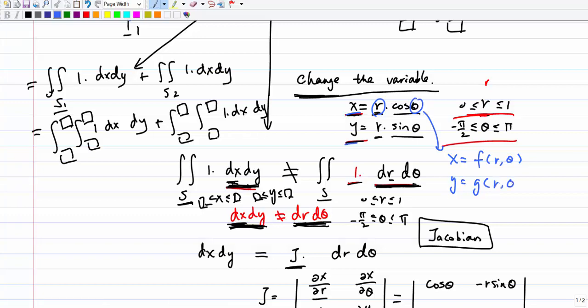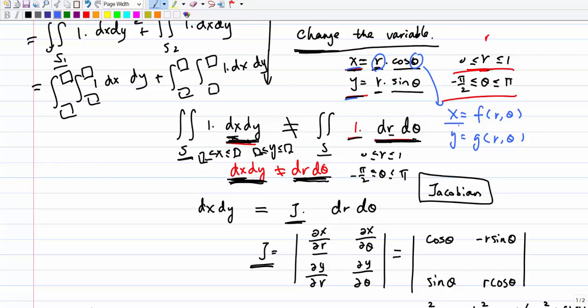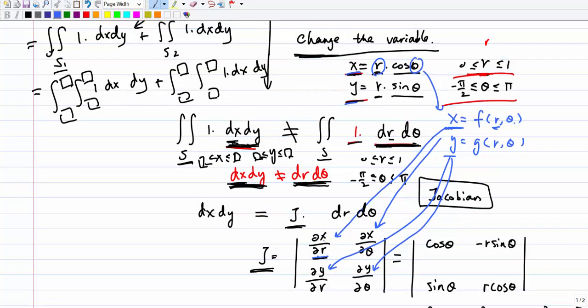and y is g of r and theta, because these two functions are different. One is cosine, one is different. So you're trying to figure out partial x over each individual variable, because x is represented by r and theta. You have partial x over partial r, and then partial x over partial theta. And this is for y: partial y over partial r and partial y over partial theta. You can swap the order, it doesn't matter. You can do partial x over partial theta first, then partial x over partial r. That's the same.